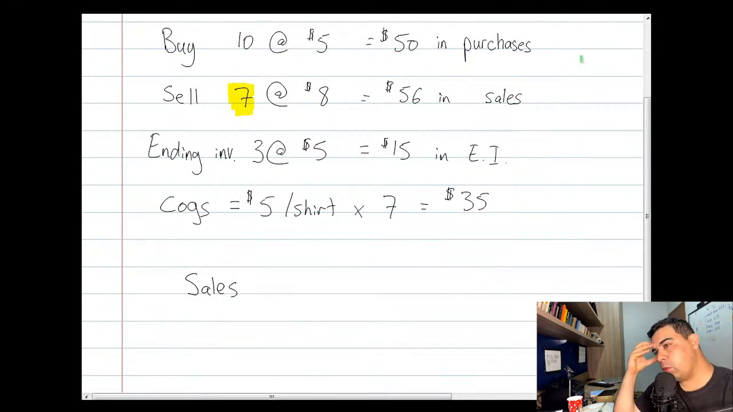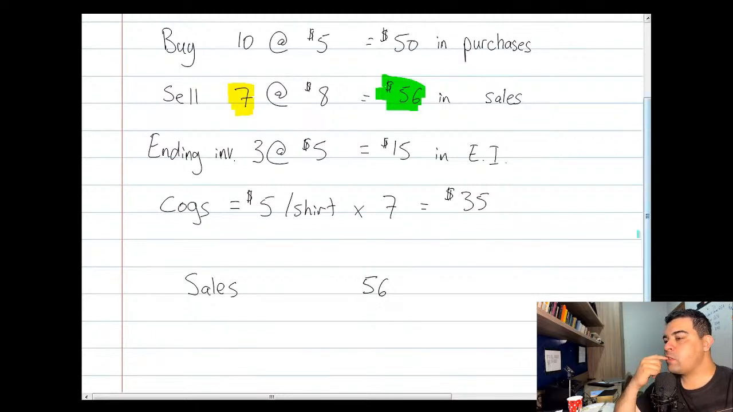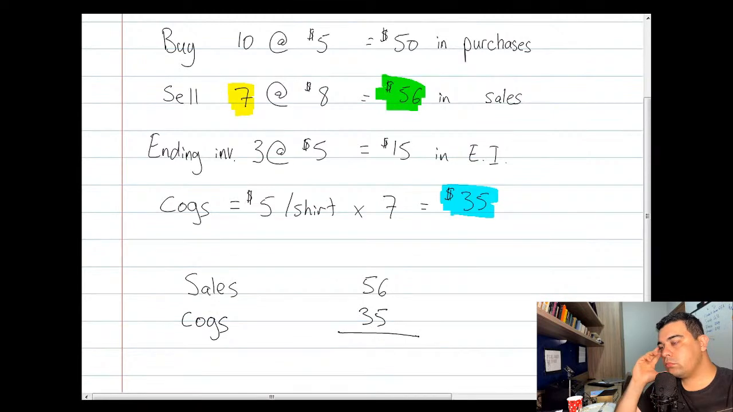For our sales, we sold 7 shirts at $8, which gave us total revenue of $56. So our sales is going to be $56. And then we're going to subtract our cost of goods sold, which is how much it cost us to buy the t-shirts which we sold for $56. That amount is what we calculated up here. We sold 7 shirts, which we bought at $5 each, for a total cost of goods sold of $35. COGS, which leaves us with what is called our gross profit.